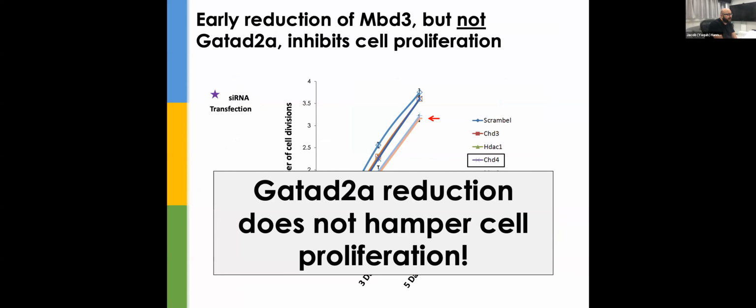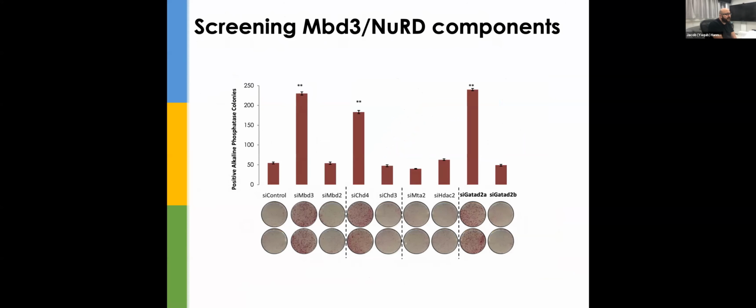This was promising. So they went then to look at iPS quantity, and they do the reprogramming, and they look at the number of colonies that are stained by alkaline phosphatase. And you can see here, similar to the Mbd3 knockdown, you can get a very strong increase by knocking down Gatad2a. By the way, not its homologue Gatad2b, which is only a very poorly studied protein.